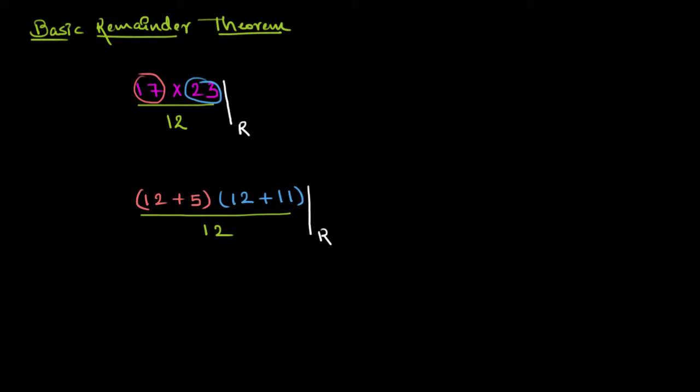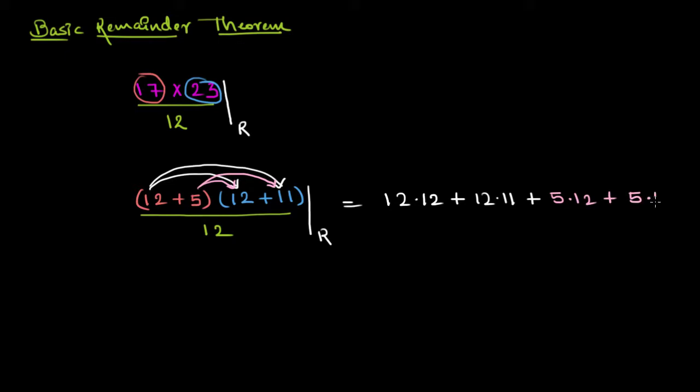I'll distribute: I'll multiply 12 with this 12, and this 12 with the 11, this 5 with 12, and this 5 again with the 11. So finally this will be equal to 12 times 12 plus 12 times 11 plus 5 times 12 plus 5 times 11. I have just expanded this, and the whole thing is divided by 12, and I'm still in search of my remainder.